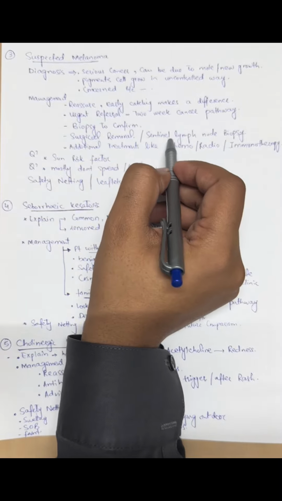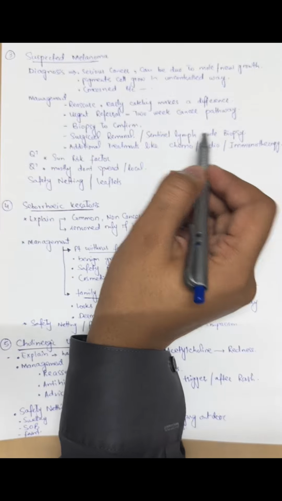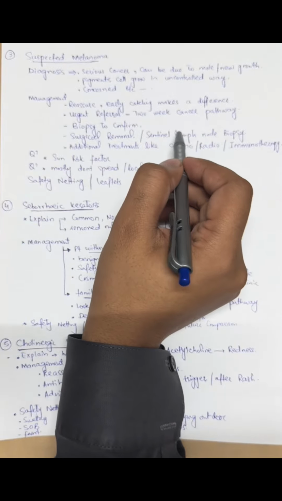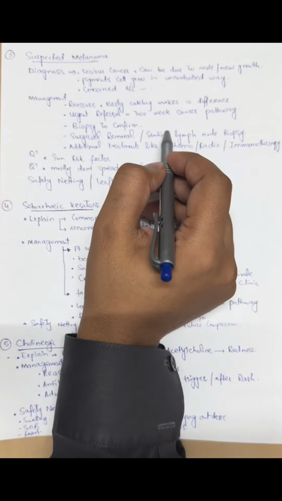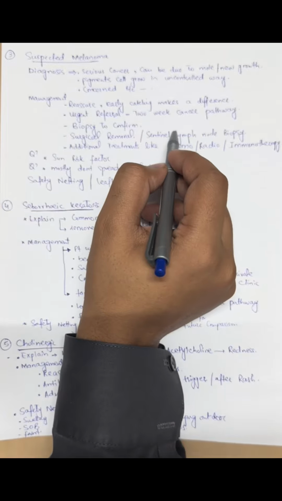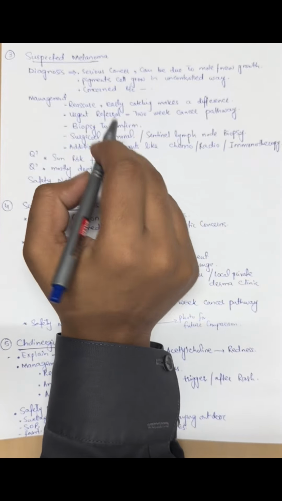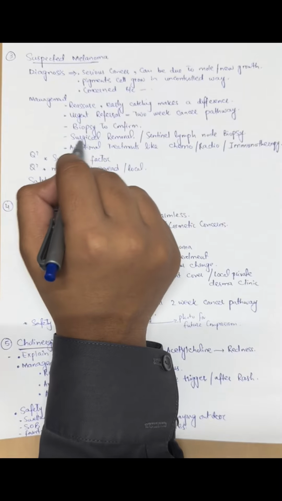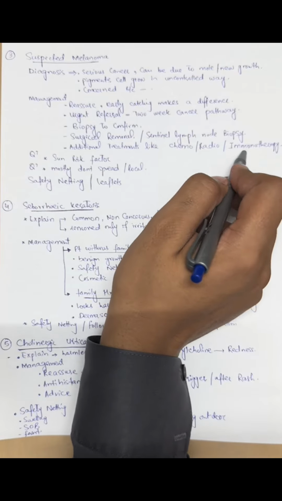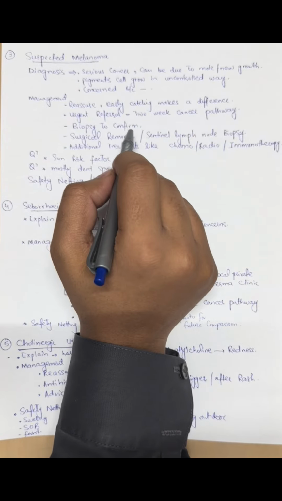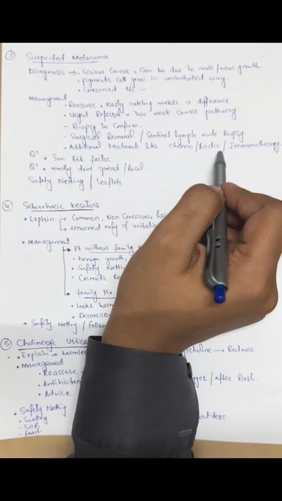Also tell them about the sentinel lymph node biopsy. What is a sentinel lymph node biopsy? It checks the nearby glands to see whether they are involved or not, right? Also name the additional treatments like chemotherapy, radiotherapy, or new treatments like immunotherapy, right? That after removal, the doctor may go for these therapies as well.